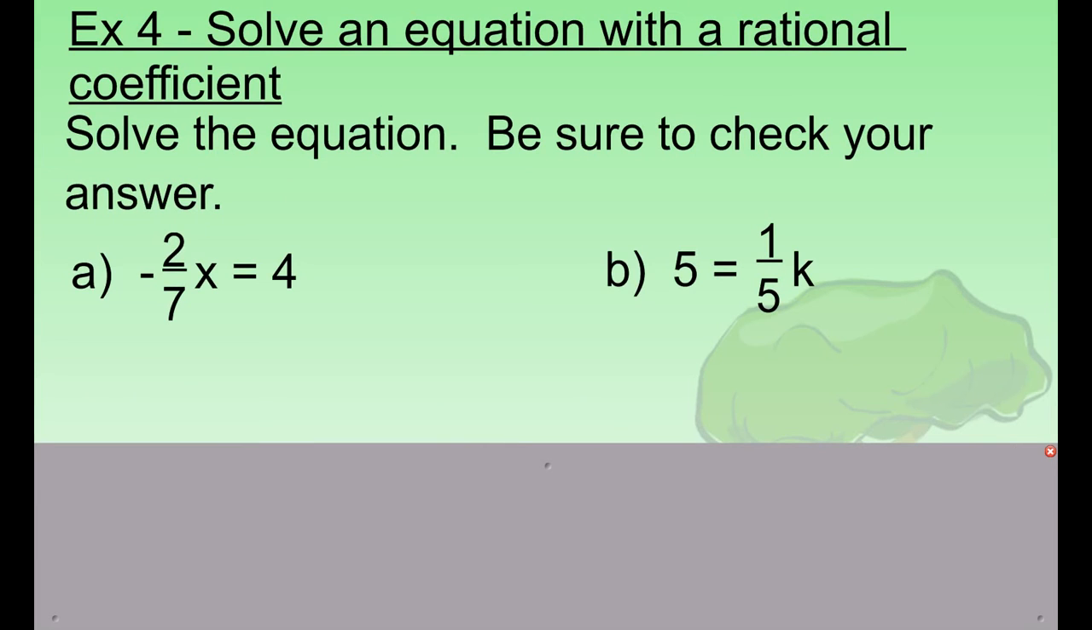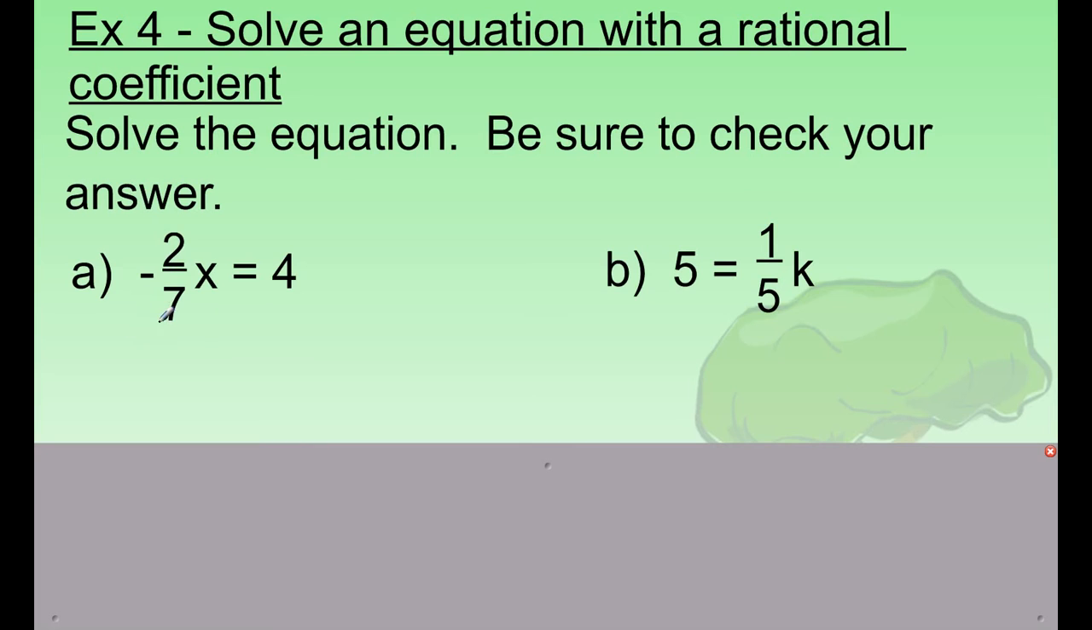Now, the next example we have here is the same kind of one-step equations, but we have these ugly fractions. Most people despise having fractions, but you'll see they're really not that bad to solve. So this rational coefficient, this fractional number in front of the variable, can be got rid of fairly easily.